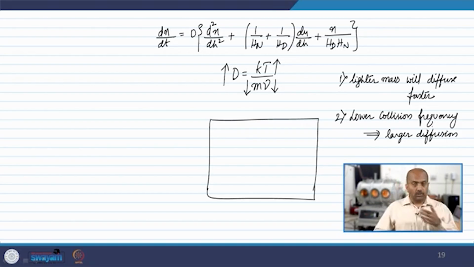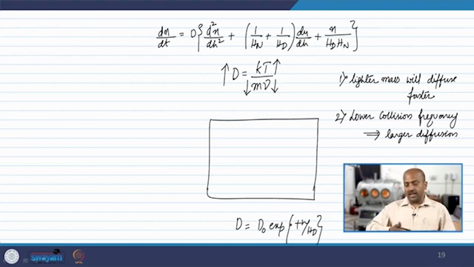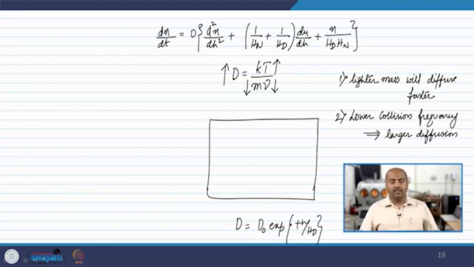So, that is why when you talk about the diffusion coefficient, we have realized that D can be written as D naught exponential plus h by H T. So, this increases as we go up, as we travel across a distance, right, whereas the number density decreases. So, these two things are exactly compensating each other, and in total we have a good agreement between the three key variables of this diffusion picture.